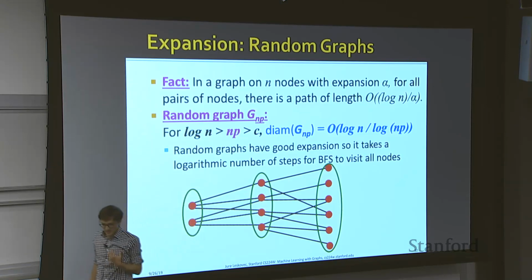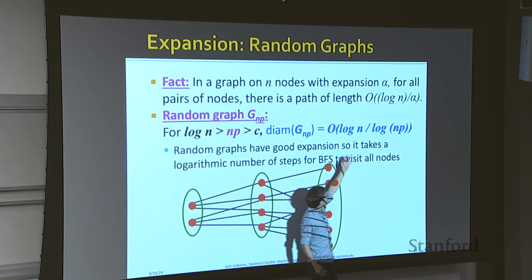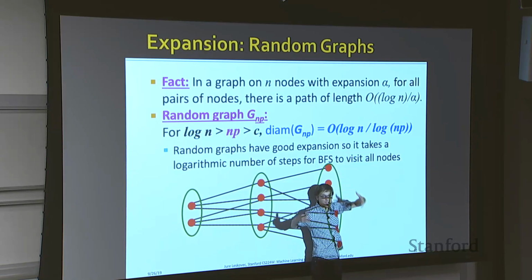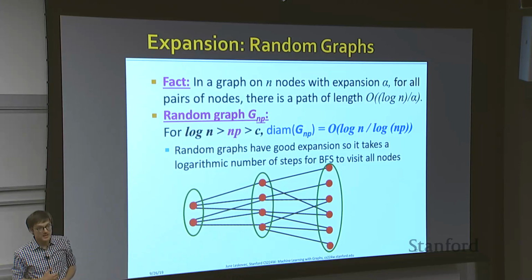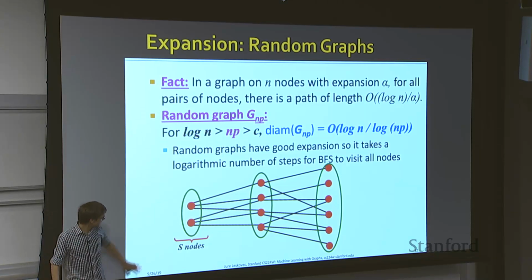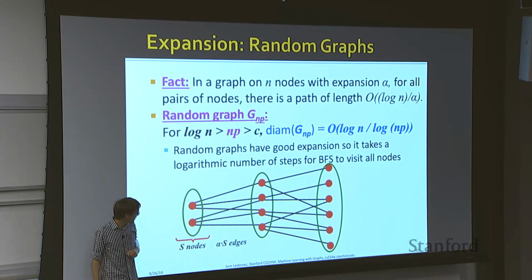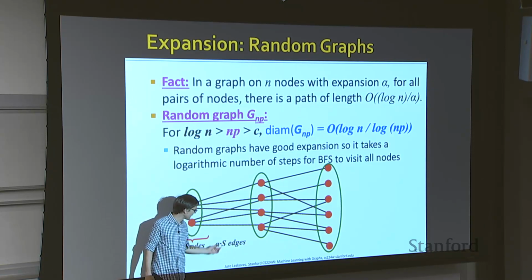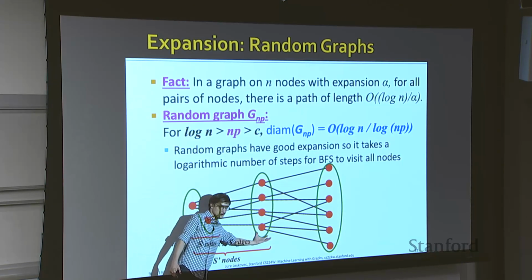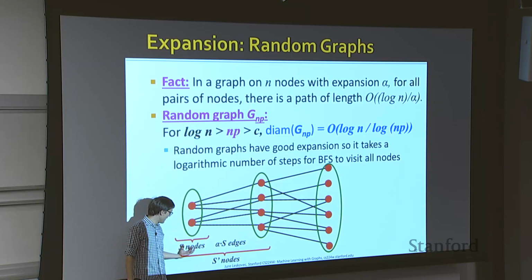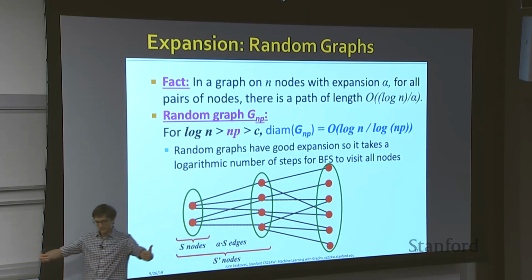This is what the diameter is. What we need to think about is that it is logarithmic in the size of the graph, okay? So it should grow logarithmically with the size of the graph. And then this is the picture I wanted to give you about the expansion, right? If I start with s nodes, then I will have alpha times s edges pointing out. So I will get a newer set of nodes that will be bigger than the previous one. And this is the way breadth first search will work.